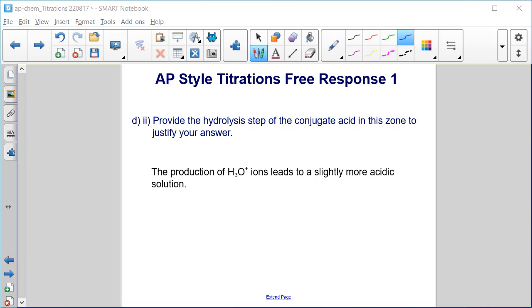Because of the hydrolysis step, the production of the H3O+ ions in that previous slide leads to a slightly more acidic solution.